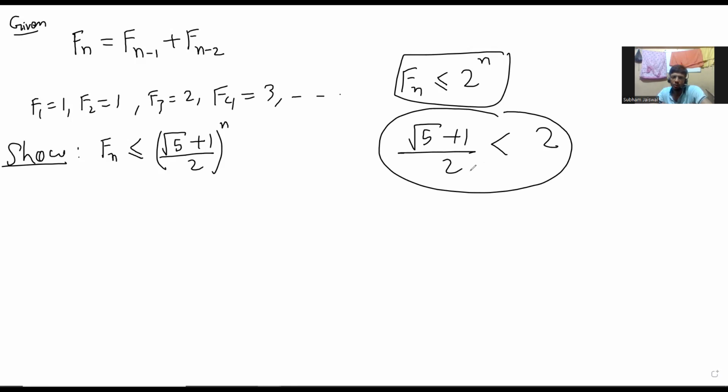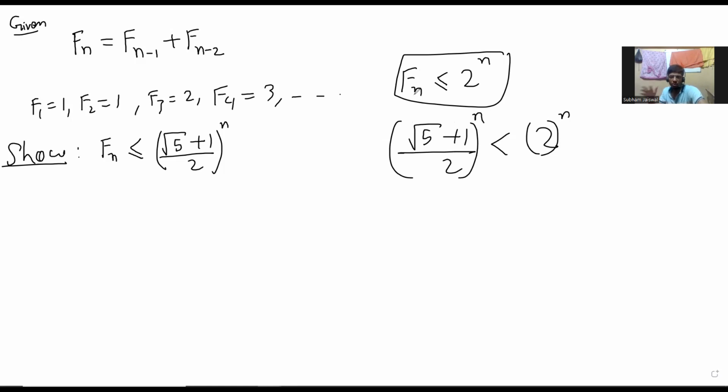Yeah, (root 5 plus 1)/2 is less than 2. That's correct. So how much is root 5 roughly? I know it's correct, but just asking, how much is root 5 roughly? Certainly more than 2, and also less than 3. Yeah, that's right, and it's less than 2.5 also. But anyways, this is true, but then what does that mean? It means that this is true. So earlier we showed that the nth Fibonacci number is less than 2 to the n. But now we are trying to show this, which is a more accurate statement. Do you see why this is a more accurate statement?